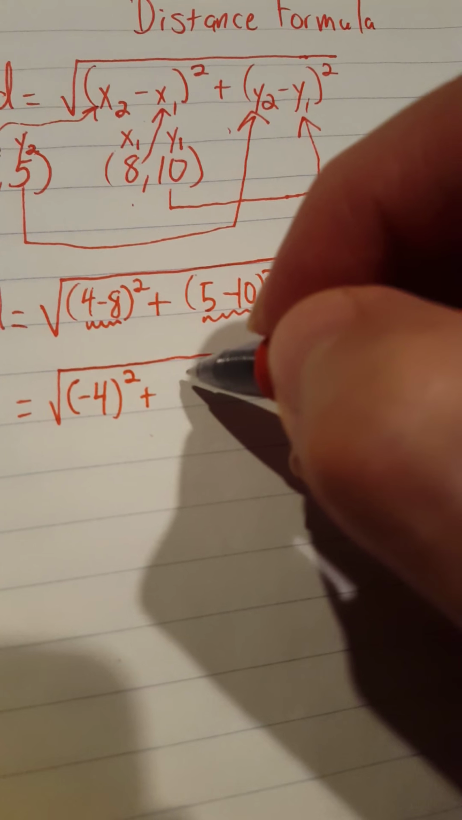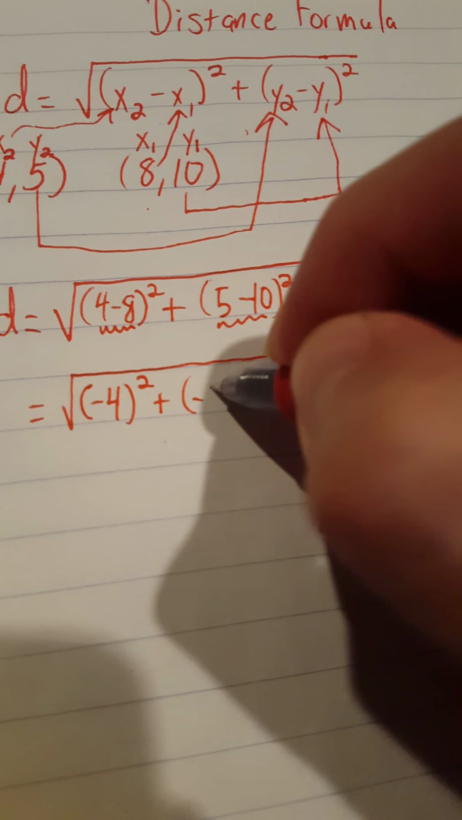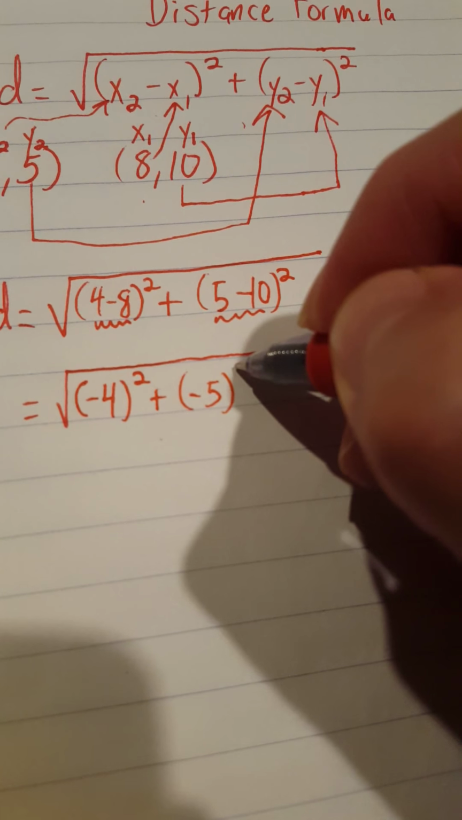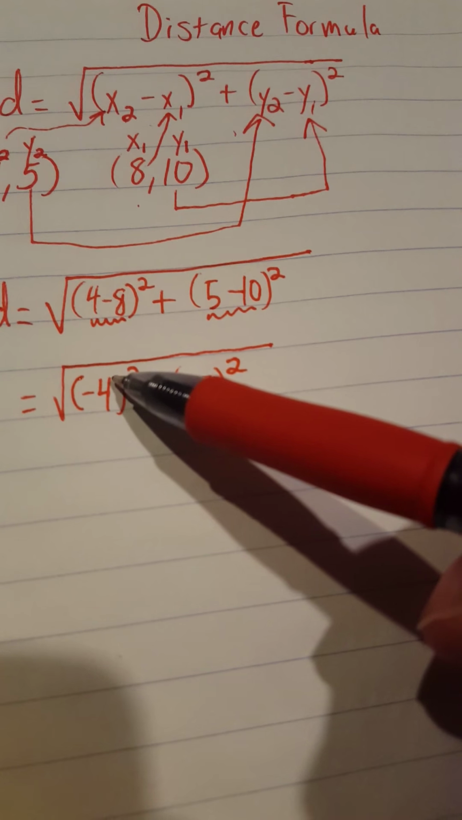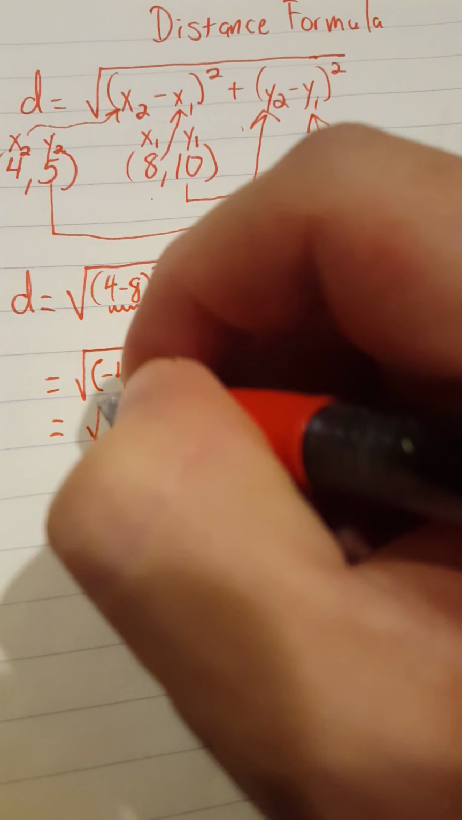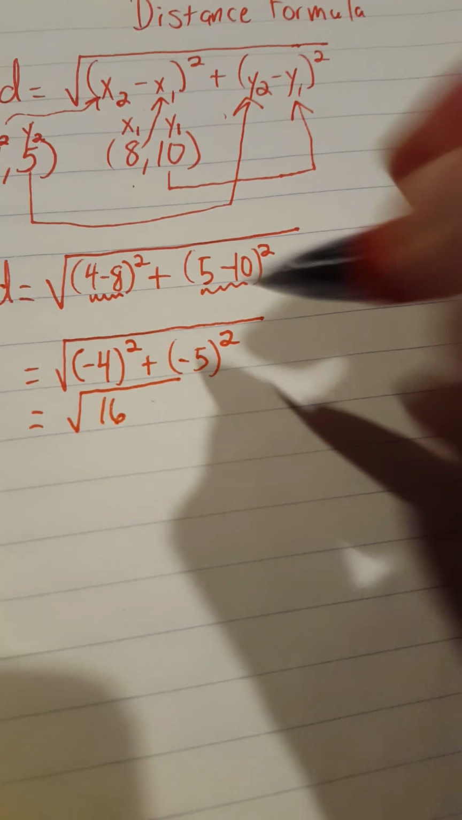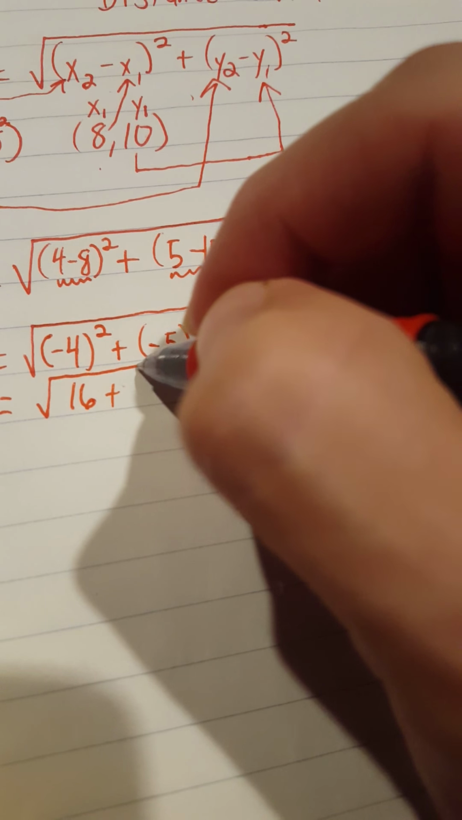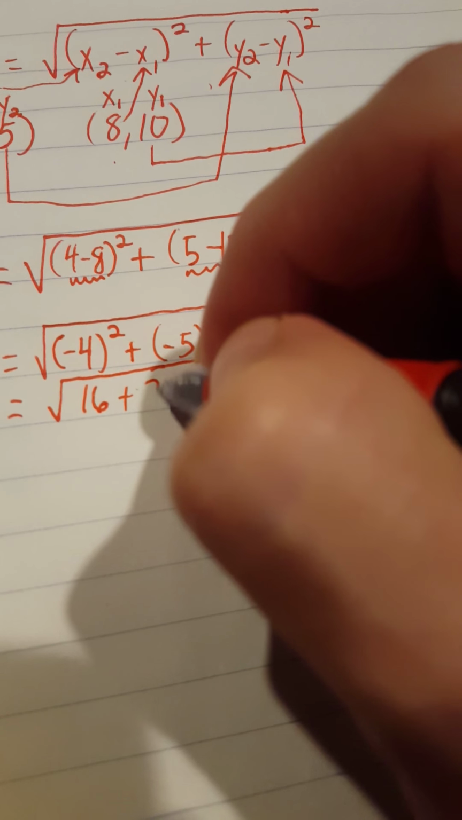Plus, don't forget that's plus. 5 take away 10, same thing. I end up with negative 5. And that's also squared. Okay, when I take a negative 4 that's in parentheses and I square it, next step, equal sign, it's going to give me negative 4 times negative 4 is 16. And this is still plus. And negative 5 times negative 5 is 25.